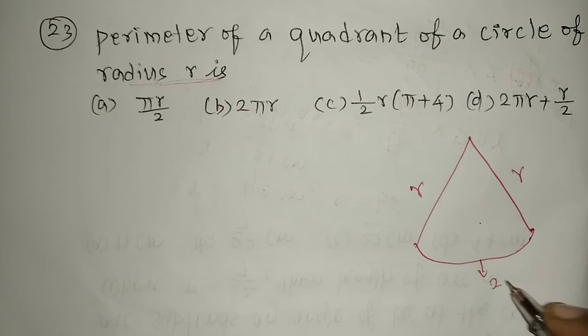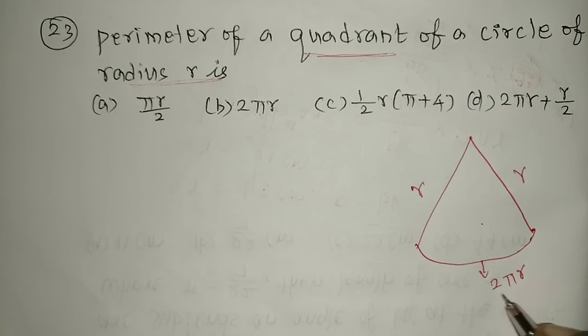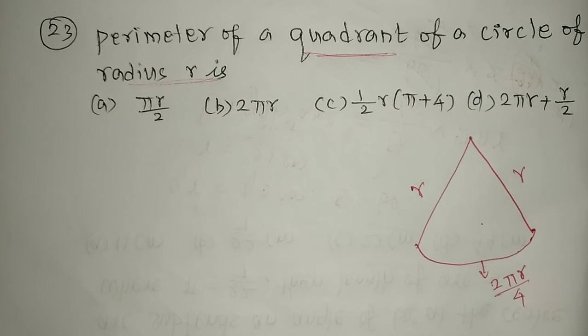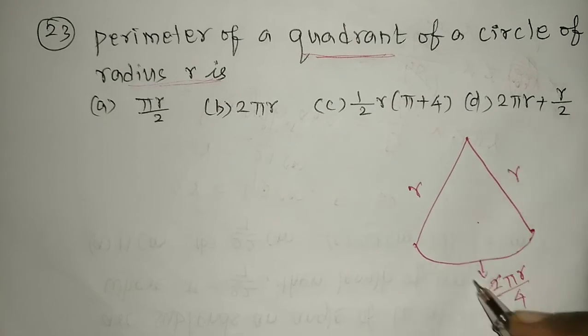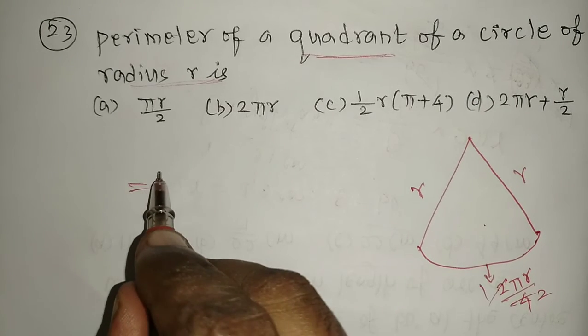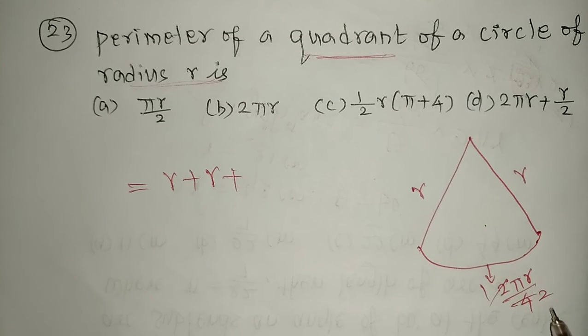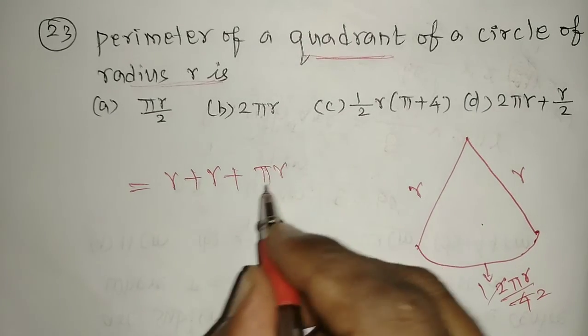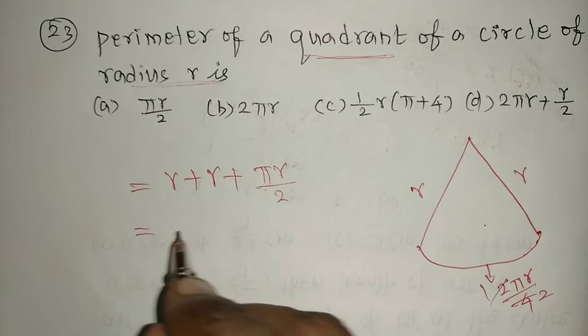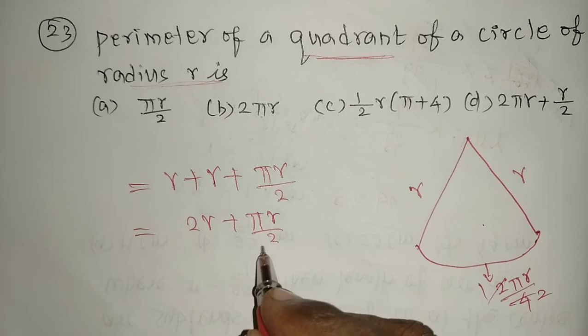I told you circumference formula 2 pi r, but they said quadrant. Quadrant is divided by 4. Okay, quarter part we are taking. That's it. Now here this is 1 time, 2 time. All these things you can add, then you will get it. Okay, so we have r plus what is that? Pi r by 2. Pi r by 2. If you add this together, we are getting 2 times of r plus pi r by 2. Take cross multiple.